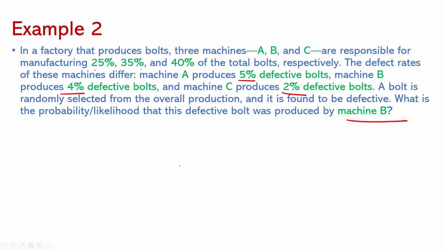So already we know it is defective. When we talk about Bayes theorem, an event should already have occurred. So what is the event that has already occurred here? That it is defective. It is found to be defective already. What is the probability that it is from machine B?